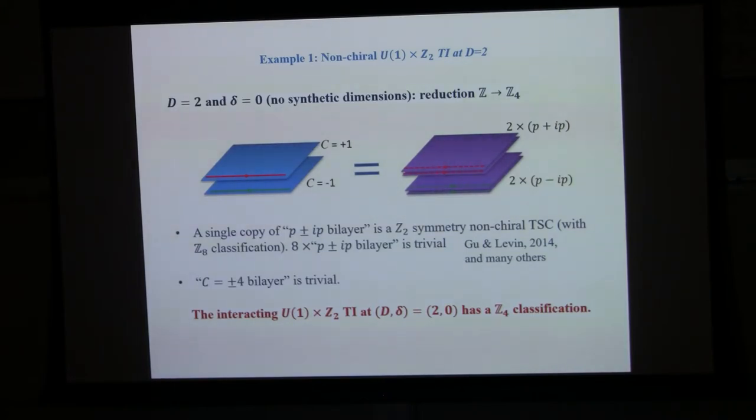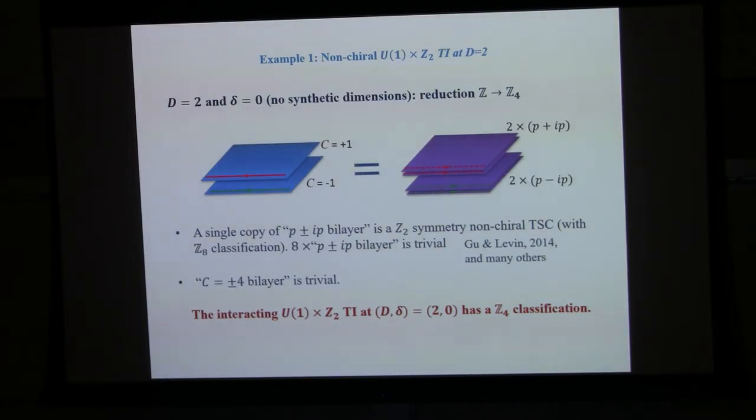So it has been studied in the last few years. There are many groups which studied this. Actually, suppose I make four copies of the system, then the system becomes trivial. So why do four copies become trivial? We know that a Chern number equals one Chern insulator is topologically equivalent to two copies of a p plus ip topological superconductor, whose boundary corresponds to two channels of chiral Majorana fermion. Then four copies of the system will have eight channels of counterpropagating Majorana fermion at the boundary.